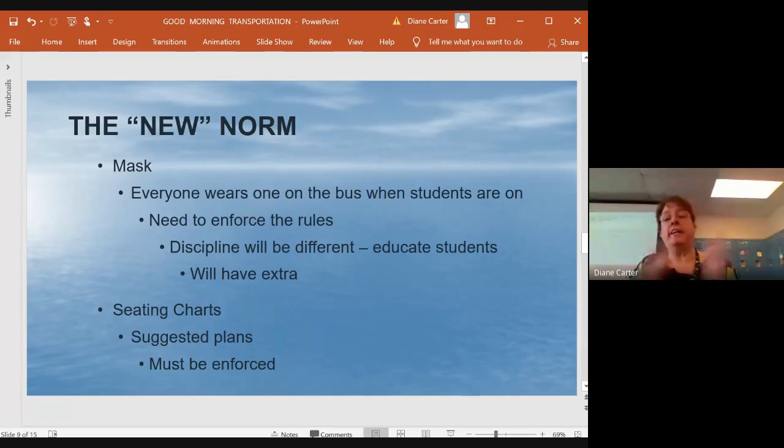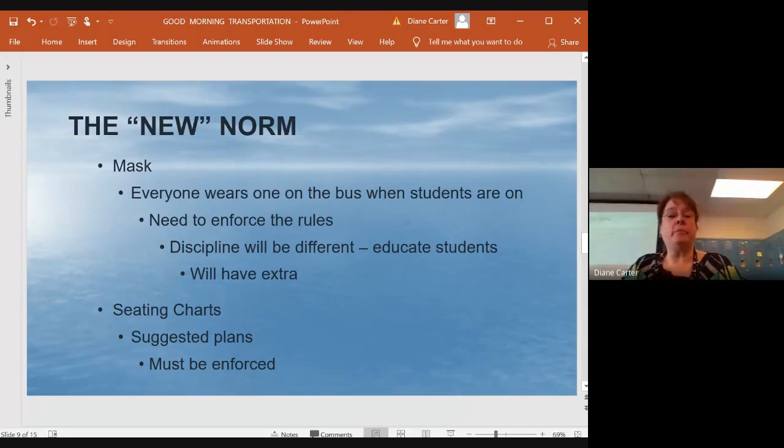Mask. We've already touched on this several times, but I'm going to go through it. Everybody must wear the mask on the bus. If you have got children on your bus, you're wearing a mask. I know it's going to get to the point that it's hard to breathe sometimes, possibly, or hot, because once we go back to school, we're going to have that 100-degree weather we're not currently having. So it's going to be hot, it's going to be muggy.